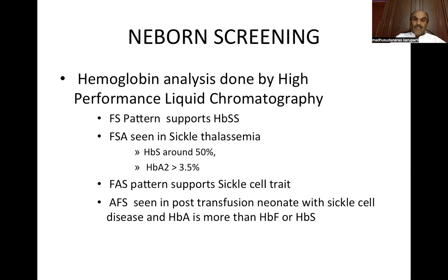FAS pattern supports sickle cell trait, that is, fetal hemoglobin is the highest, followed by adult hemoglobin and a small amount of sickle hemoglobin. This suggests sickle cell trait. Pattern of AFS is seen in post-transfusion neonates with sickle cell disease. Here, HbA is more than HbF or HbS.